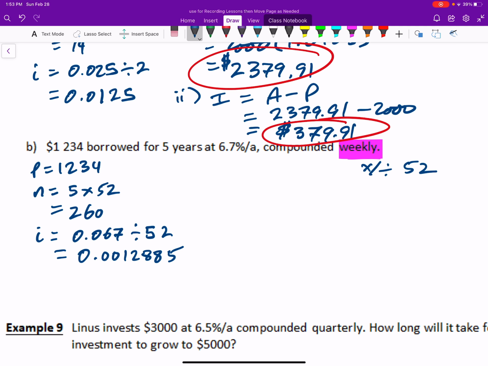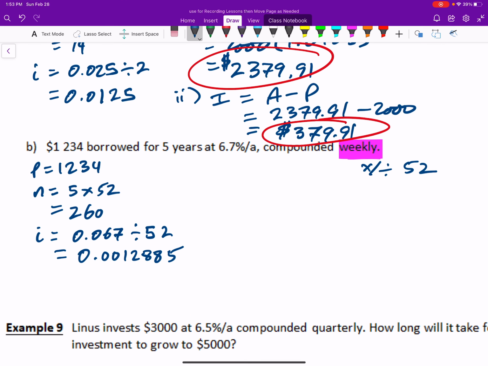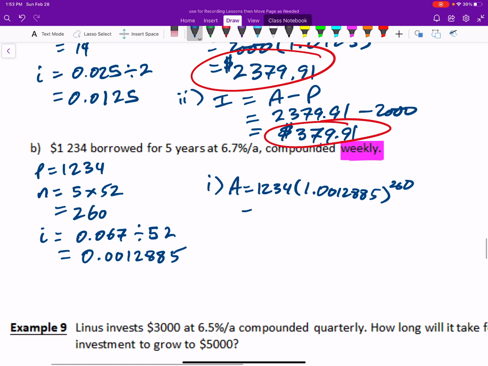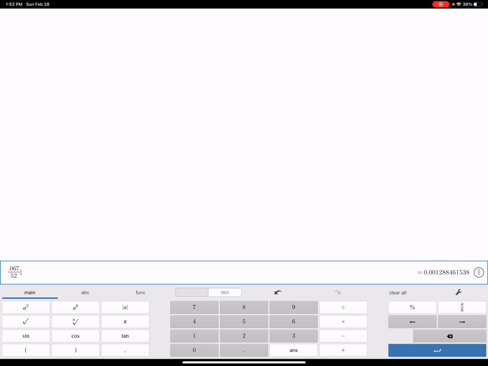Now, I did round a little bit, but you can see I carried a lot of decimal places. Let's just make sure I got it, yeah, that's good enough. All right, so A is going to be 1234 times 1.0012885 to the exponent 260. Let's get rid of this because it's sort of in my way and cluttering things up. Okay, that's just plugging in the appropriate values for everything. Even though I only wrote down some of the decimal places, I'm going to use what's still on the calculator in the next part.